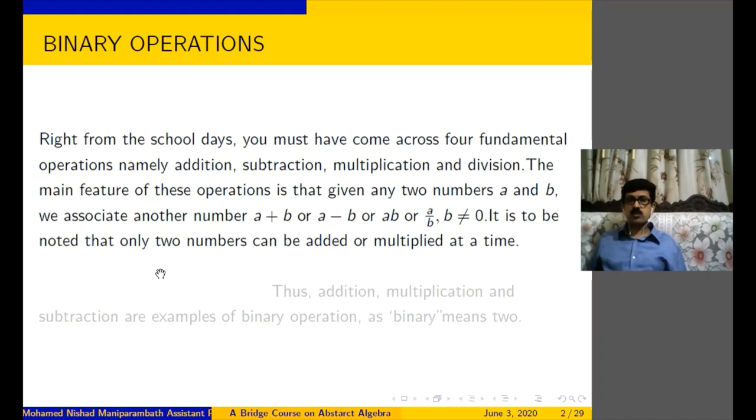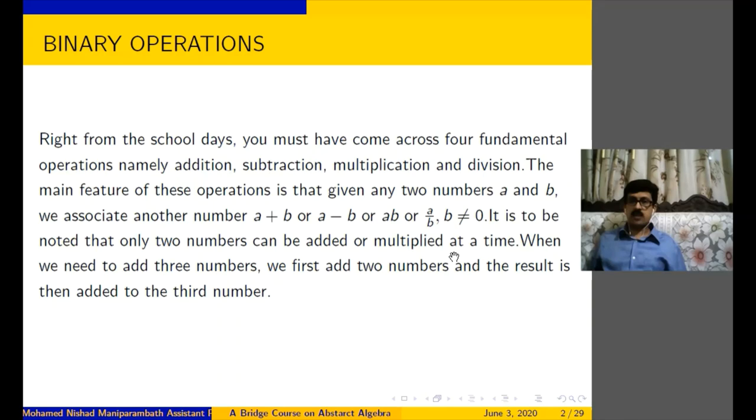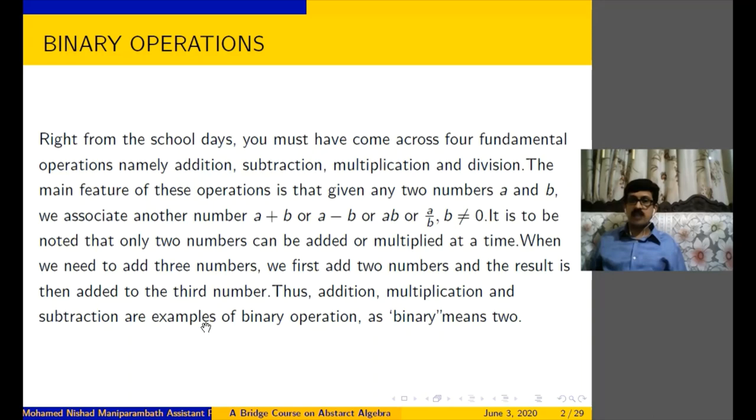It is to be noted that only two numbers can be added or multiplied at a time. When we need to add three numbers, we first add two numbers and the result is added to the third number. Thus addition, multiplication and subtraction are examples of binary operations, and I just left one operation, division. It is also a binary operation, but it is not a binary operation on R. We will restrict its set from R to R star, that we will discuss.